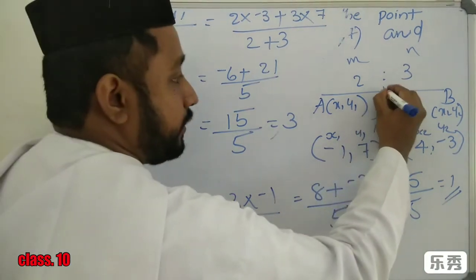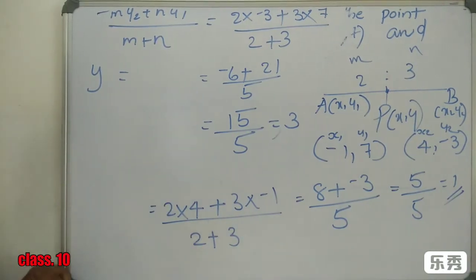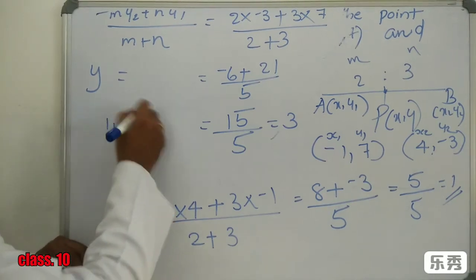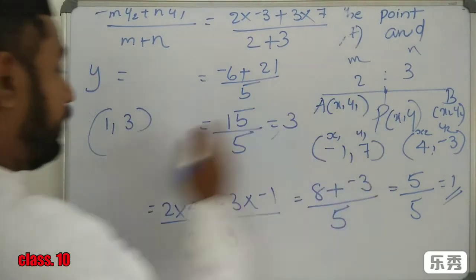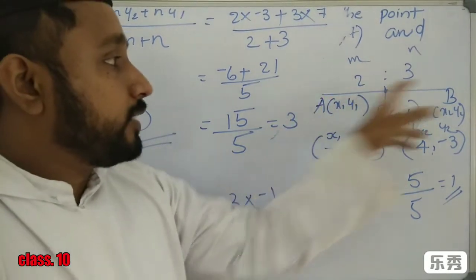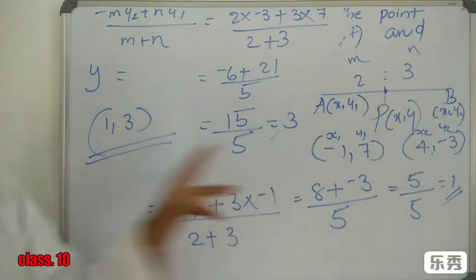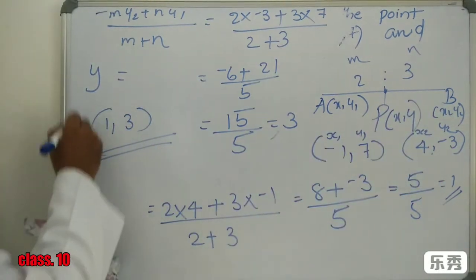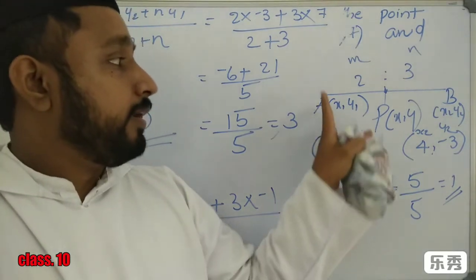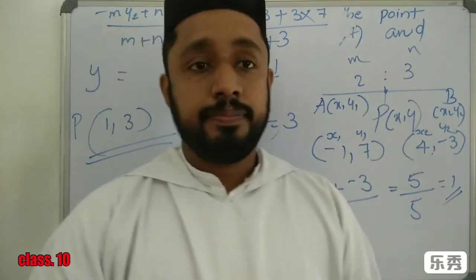So this point P(x, y), that is x is equal to 1 and y is equal to 3. So the coordinates of P are (1, 3). So we got, when we divide the points A and B in the ratio 2 is to 3, the coordinates P(x, y) is P(1, 3). So P(1, 3) are the coordinates of the point when we divide this line joining in the ratio 2 is to 3.